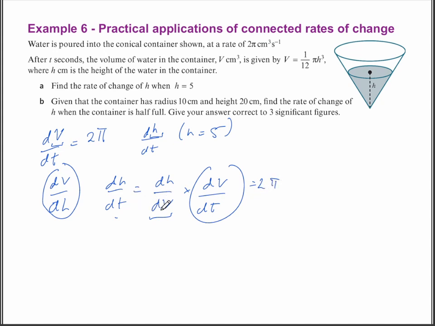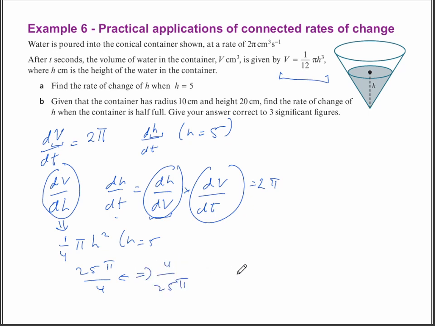So in order to find dh over dV, we're just going to find dV over dh, which comes as a result of differentiating this equation right here, where we're going to get 1 over 4 pi h squared. And when h is equal to 5, we just have 25 pi over 4. That's dV over dh. We needed dh over dV, therefore we are going to reciprocate this, which will give us 4 over 25 pi.